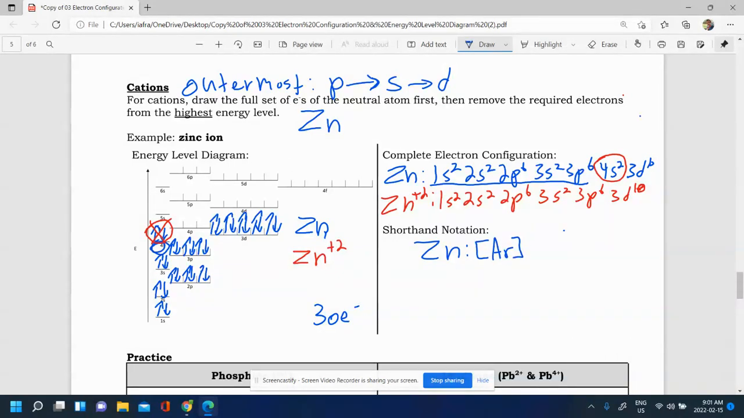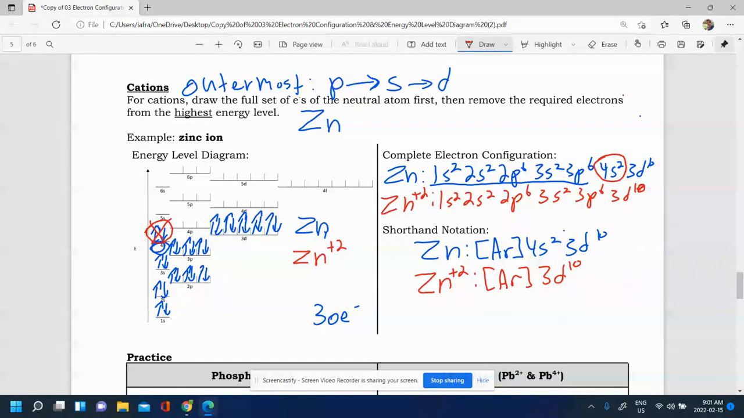Here's argon. I'll replace all that underlined stuff by Ar, and I'll put 4s2, 3d10. And for zinc 2+, I'll still write argon, but notice I took out the 4s2, so it's just 3d10. And that would be for zinc 2+, it's shorthand notation.